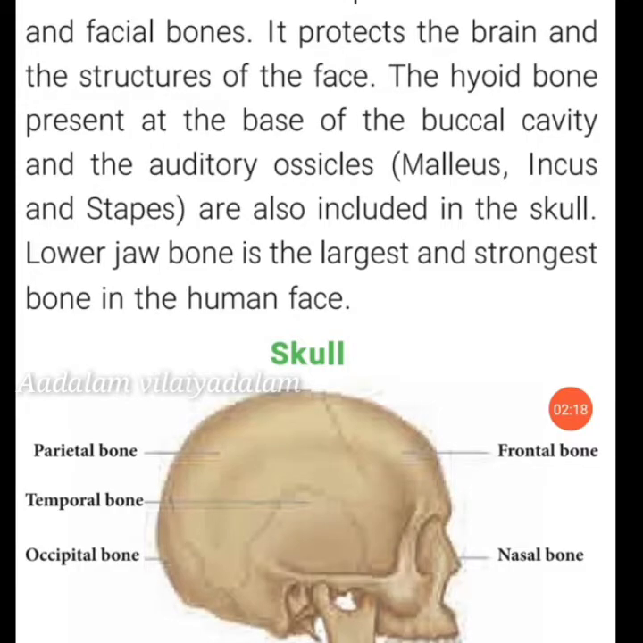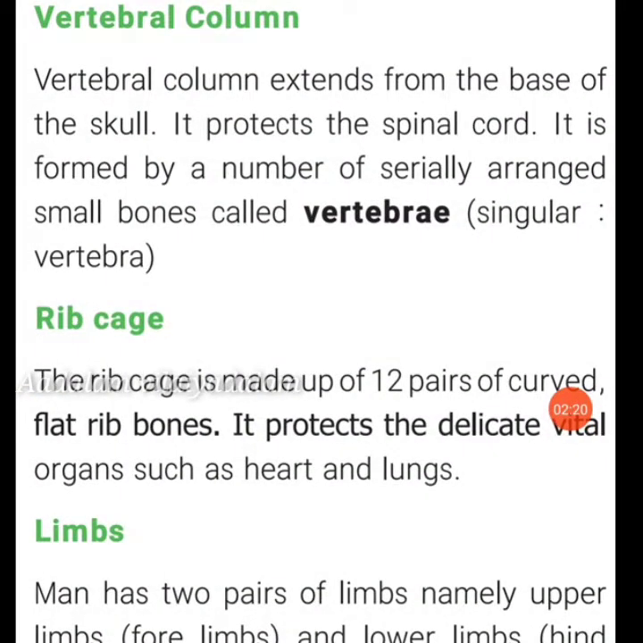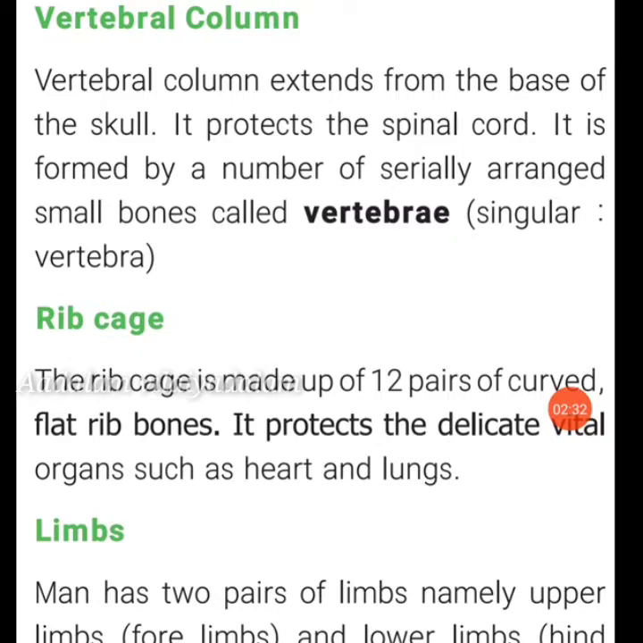Next one, the vertebral column. The vertebral column extends from the base of the skull. It protects the spinal cord. It is formed by a number of serially arranged small bones called vertebrae.